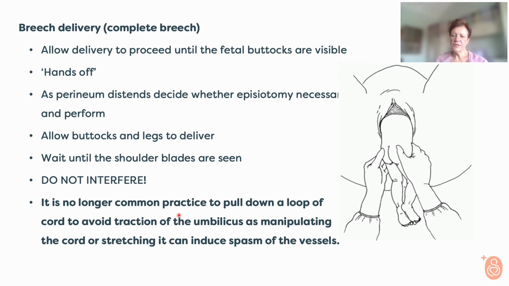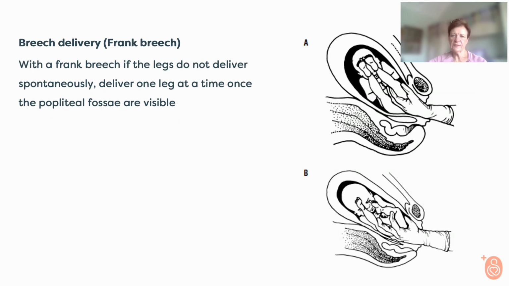Now, in the past, for those of you who are older midwives, you were always taught to pull down a loop of the cord to avoid traction on the umbilicus. But now, because of evidence that has shown that the more you fiddle with the cord, the bigger the possibility that you cause spasm of the vessels, it is no longer a common practice to pull down a loop of the cord. We just let the cord stay where it is, and the body is born spontaneously as far as possible.